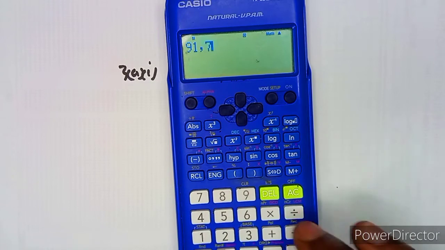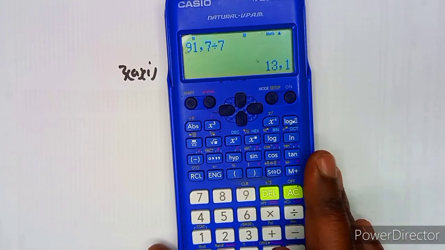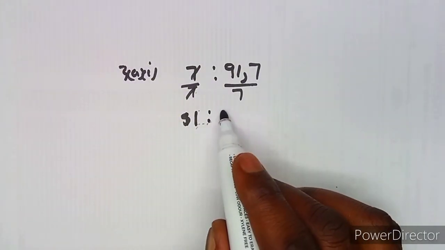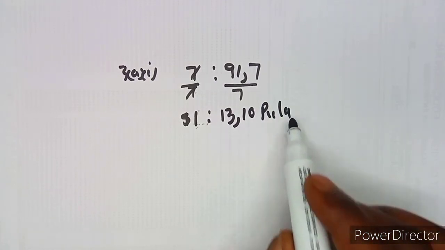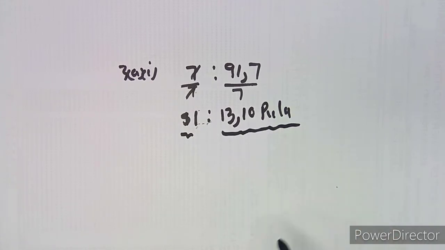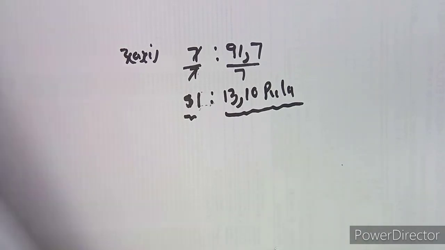So 91.7 divided by 7 is going to give us 13.1. So we are going to obtain 13.10 pula in this case. This is what we are going to have for $1. It's equivalent to 13.10 pula. That is the given part that we are having there.